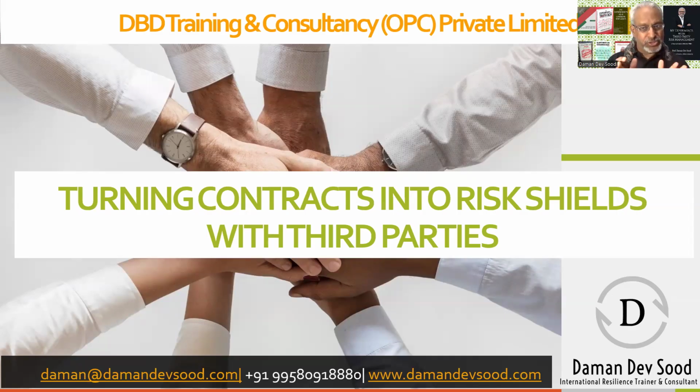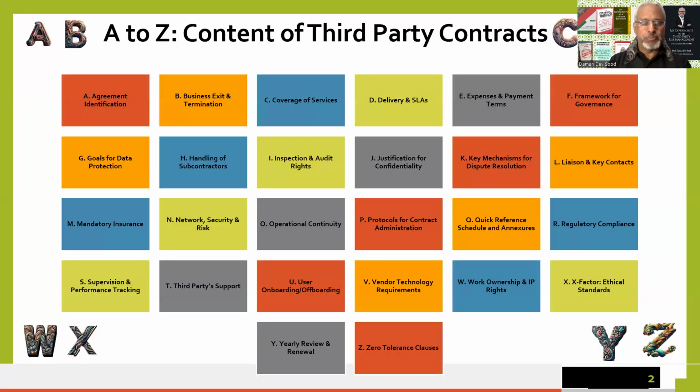While the focus is on third-party contracts, or contracts with third parties, these points are valid for any other contracts also. And the discussions may take longer than 15 minutes because 150 points are to be touched upon, just reading, not even discussing. So, A to Z of contents of a third-party contract.